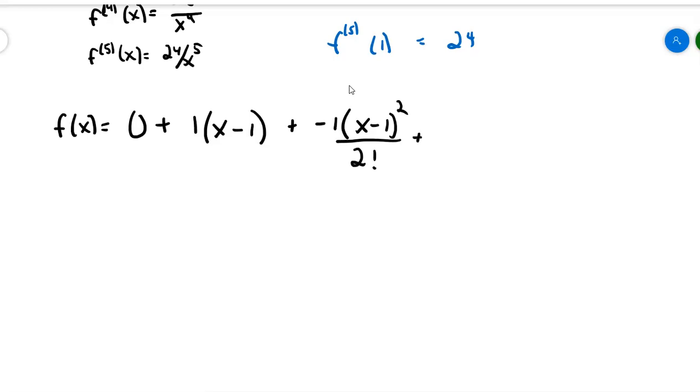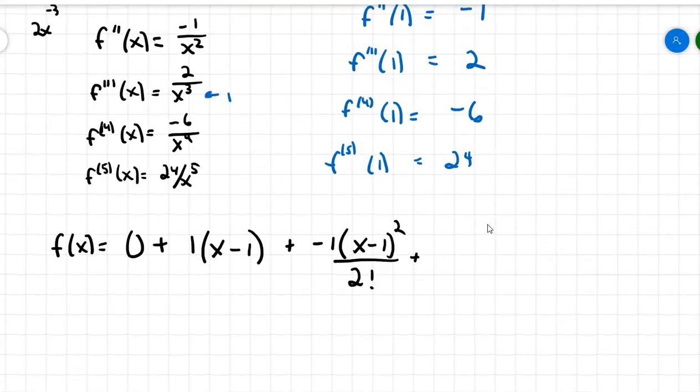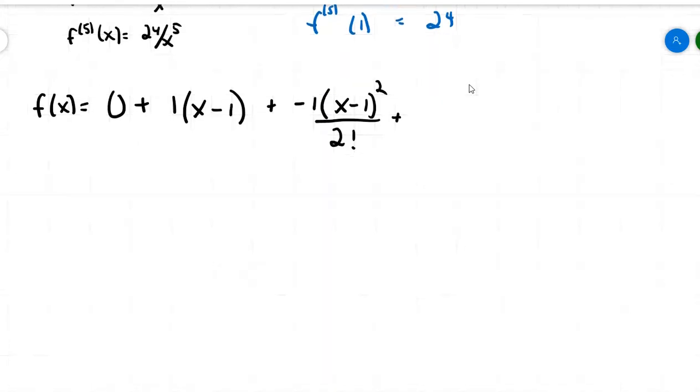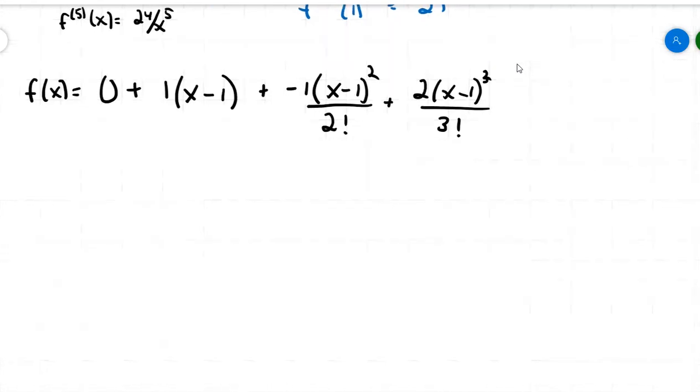The next one will be, because this is f of a, f prime, f double prime, the next one will be f triple prime. F triple prime we said was 2. So I get 2 times x minus 1 squared, x minus 1 to the third over 3 factorial. The next coefficient was negative 6.